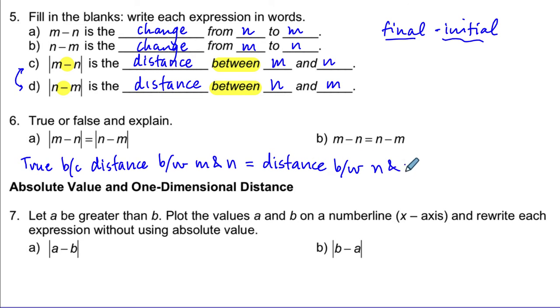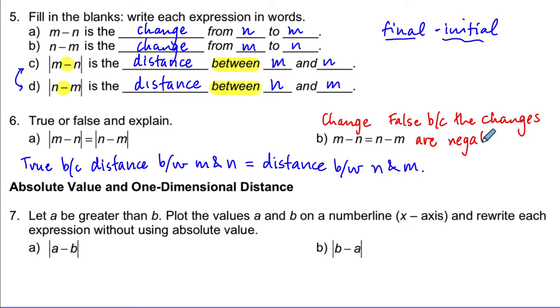Now, in the second case, we have no absolute value, so we're talking about change here. And we have the fact that direction matters. We have a different initial and a different final value in both of these cases. So this is false because those two expressions will have opposite signs. One of them will be an increase, while the other one will be a decrease.